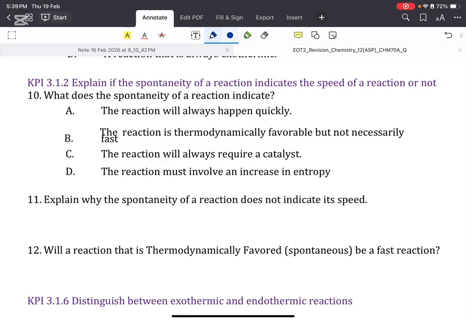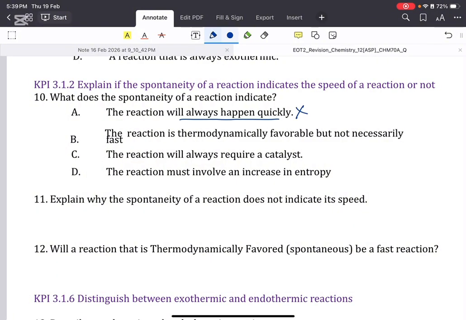So, does it indicate that the reaction is going to always be quick or fast? Not necessarily. A spontaneous process, as I mentioned, can be slow and can be fast. It indicates that the reaction is thermodynamically favorable, but not necessarily fast.